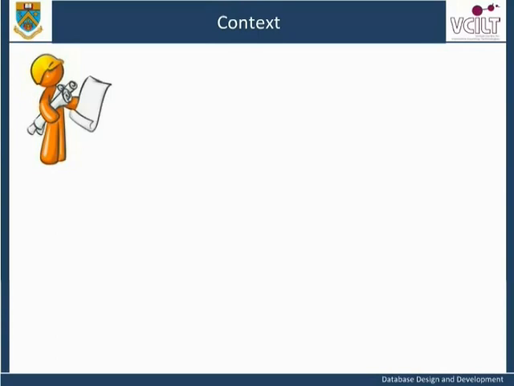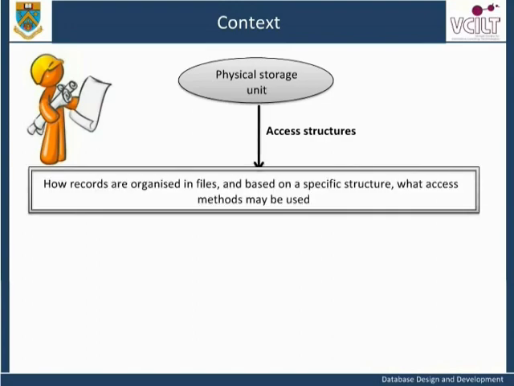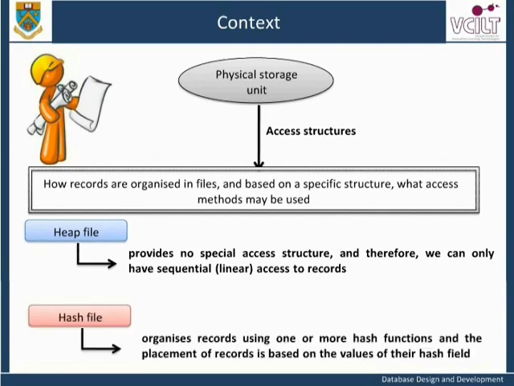Introduction. As we have discussed, in the physical storage unit, access structures are concerned with how records are organized in files, and based on a specific structure, what access methods may be used. A heap file, for example, provides no special access structure, and therefore, we can only have sequential, linear access to records. A hash file, on the other hand, organizes records using one or more hash functions, and the placement of records is based on the values of their hash field. This structure allows us to directly access records if the hash field values are known.